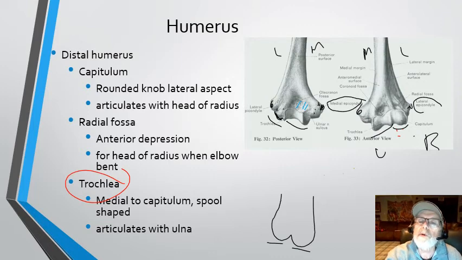When you see bone that's rough and has little lumps and bumps and little depressions and small pinpoint holes in it, it means something's attaching in there, okay?